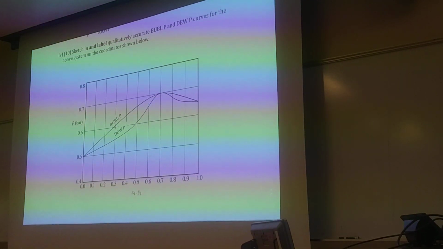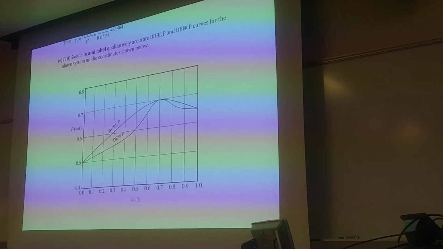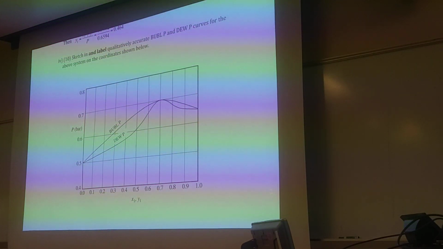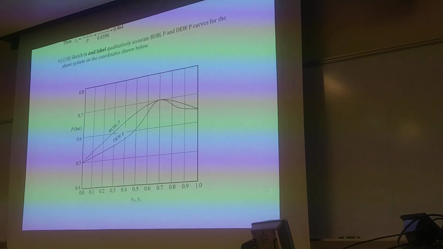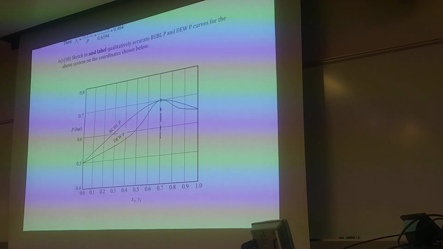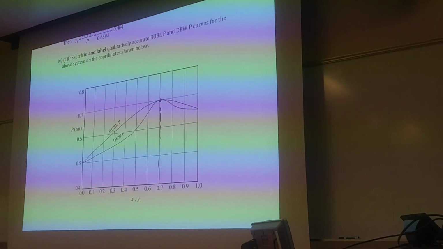And you're asked lastly to sketch in and label qualitatively accurate bubble point and dew point pressure curves for the above system on the coordinate system shown. Here's what it looks like. It's important to label them correctly. It shows the azeotrope here where the compositions are equal, at a mole fraction of 0.7. This is just a little bit under 0.7 where we had calculated that total pressure. And here we have P2S and this is P1S.